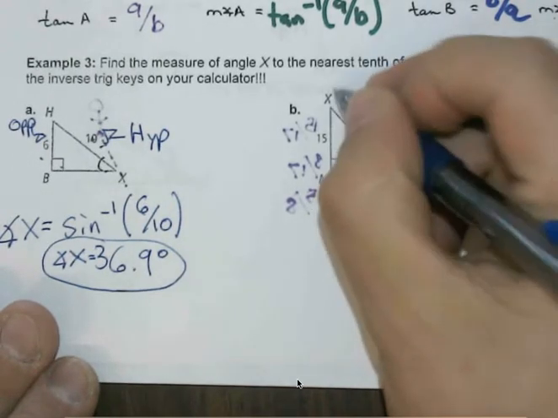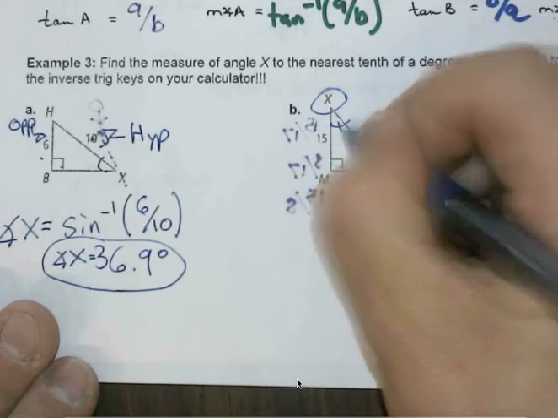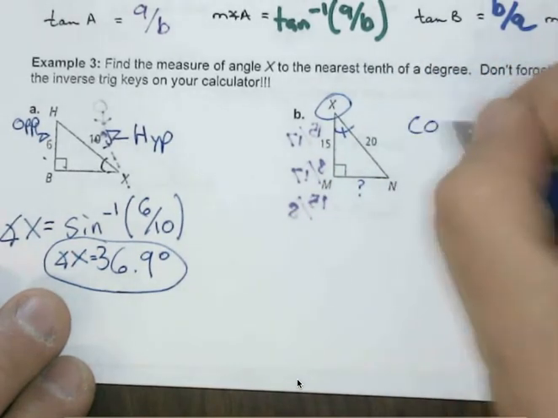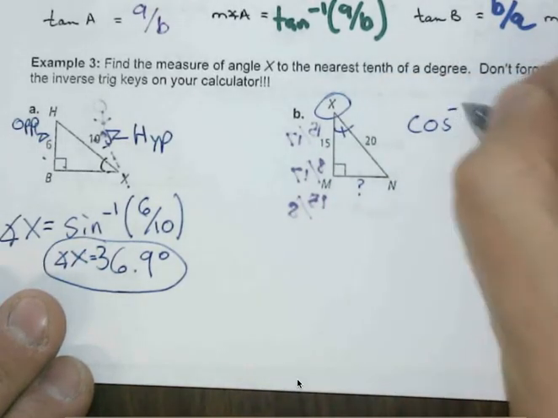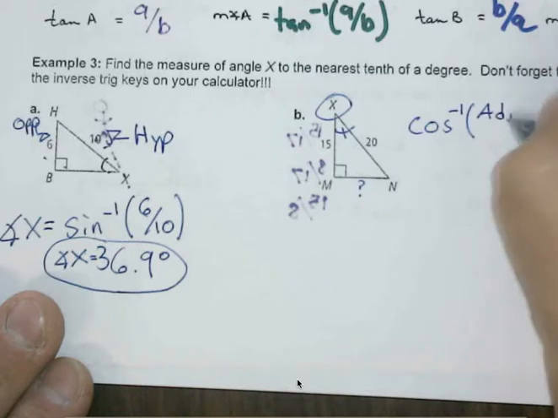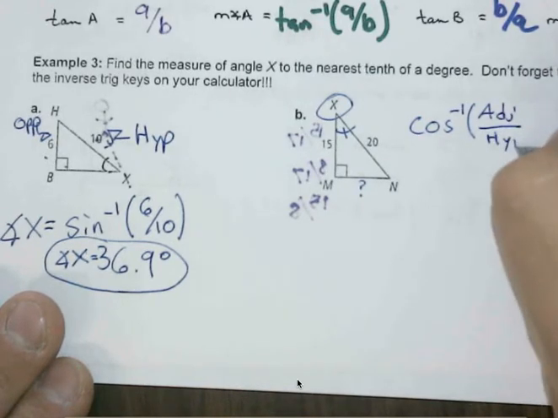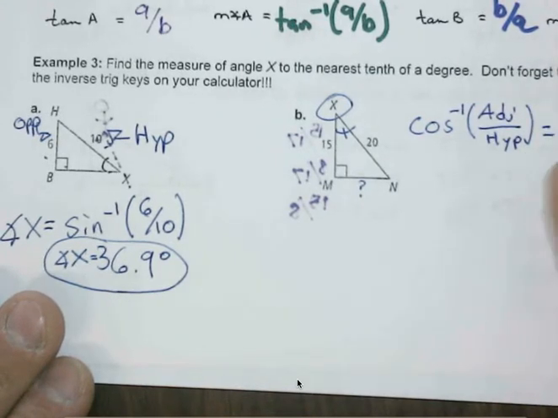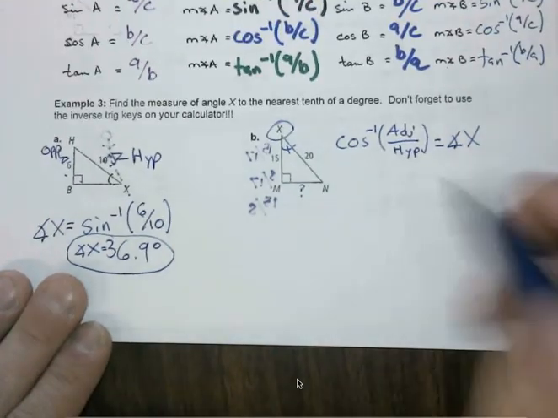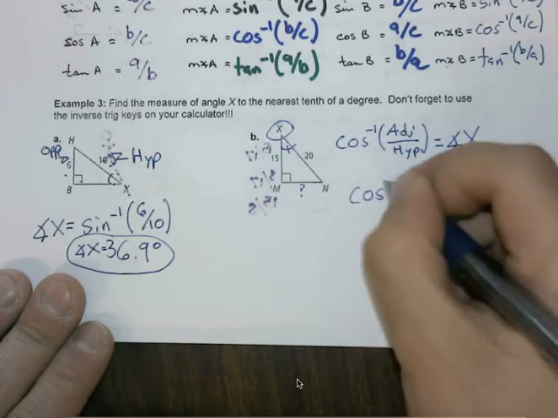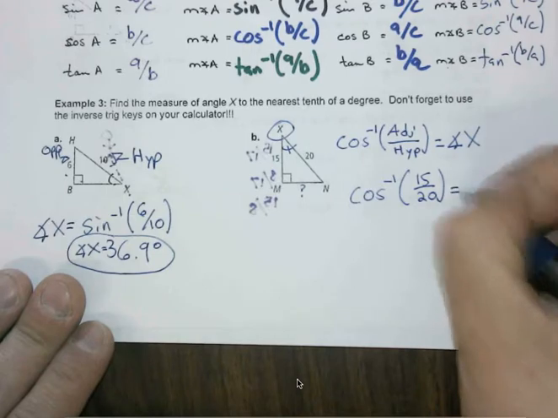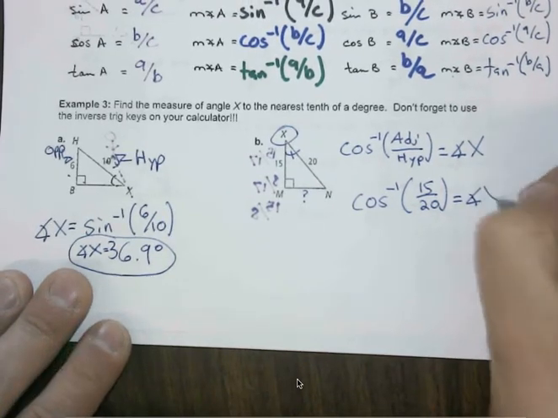So notice we're solving for angle x. We're up here. We don't know what our opposite is, but that's okay, because recall, we could use other trig functions to get a hold of it. So cosine inverse was our adjacent over our hypotenuse. This could help us get a hold of angle x. Simple. So let's plug those in. If we took cosine inverse of 15 over 20, this should be equal to angle x.